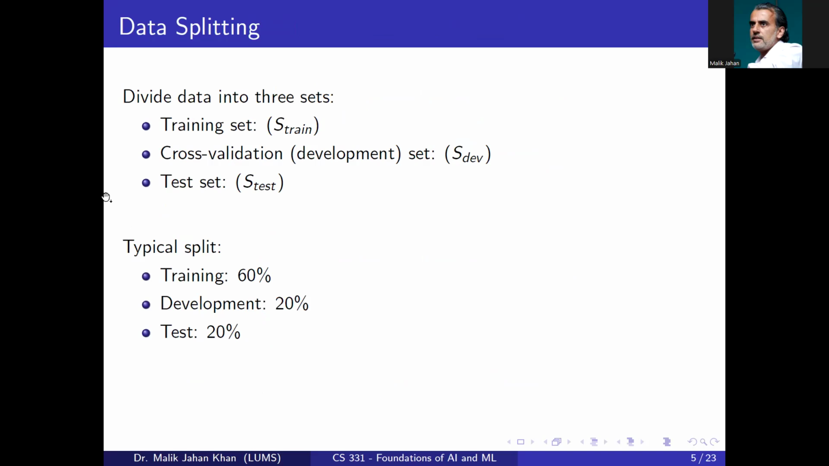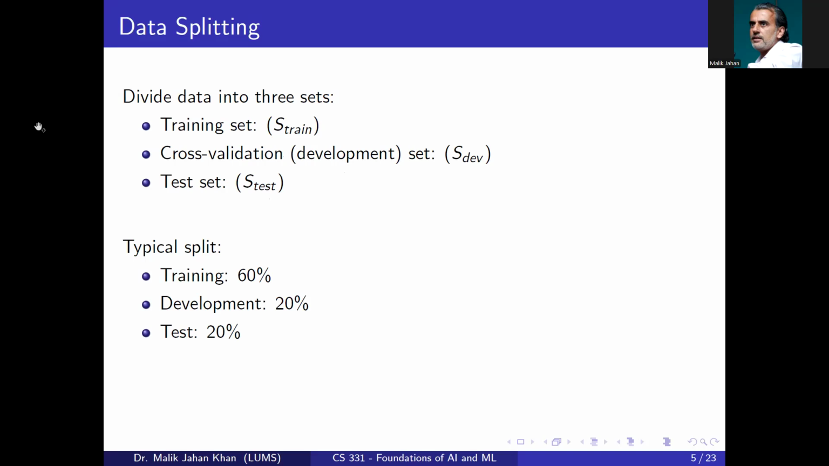Okay, so for that purpose, we divide data into three different sets. The first set is called the training set. We'll be using the notation S_train in our discussion. The second set, which is very important, is called the cross-validation set or validation set, or from the practical perspective, people call it the development set as well. So we'll be notating it as S_dev. The third subset would be the test set. We'll be notating it as S_test.